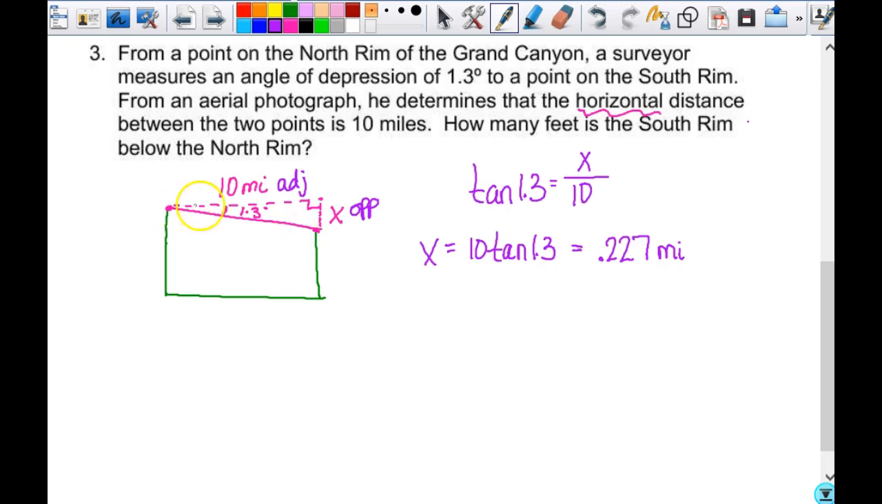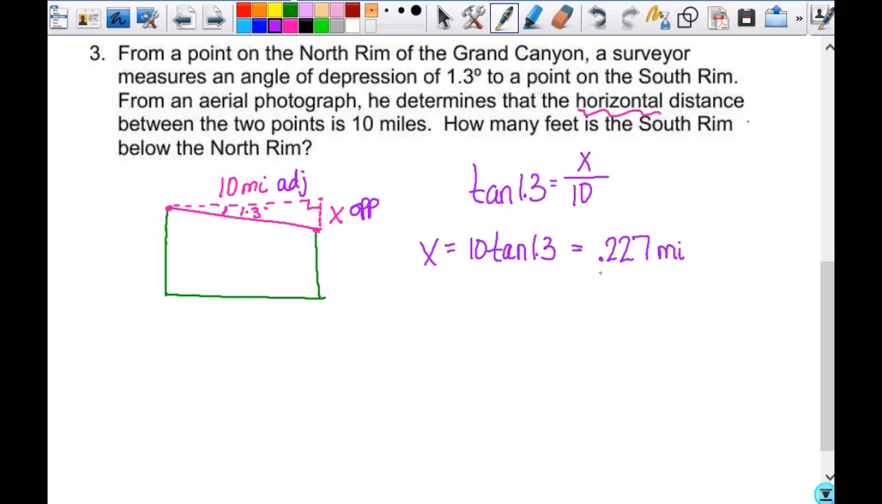So if this is 10 miles, and this is only 1.3 degrees, that's just a tiny little degree, then this is just going to be a tiny little bit compared to this number. If you think about this in miles, that's just a little less than 1/4 of a mile, which is still kind of far, right? I mean, that's not like a couple inches. That's still kind of far. It just seems weird, so once you think through reasonableness, you're good, right?